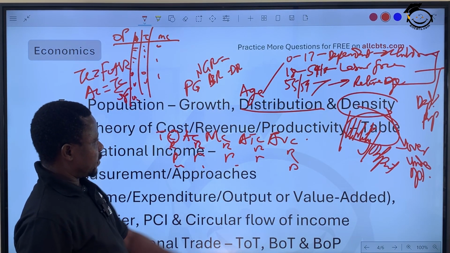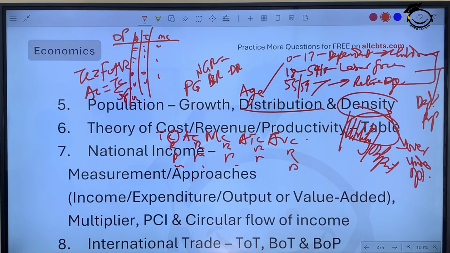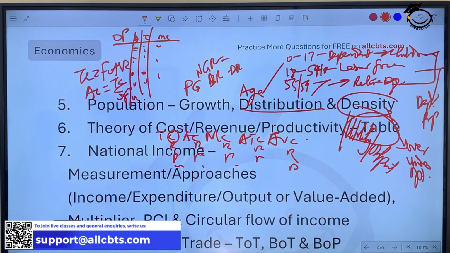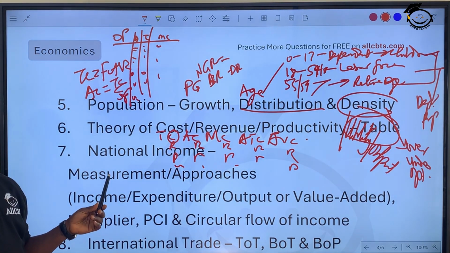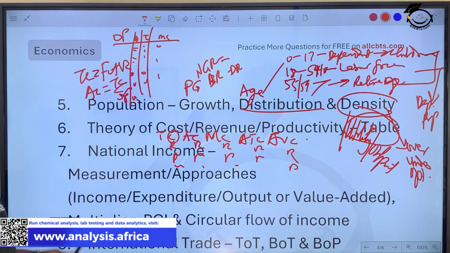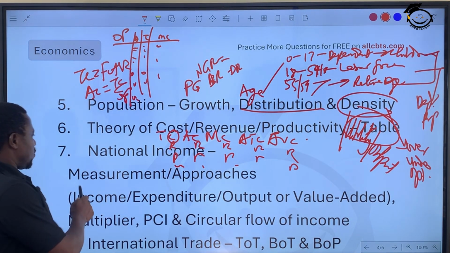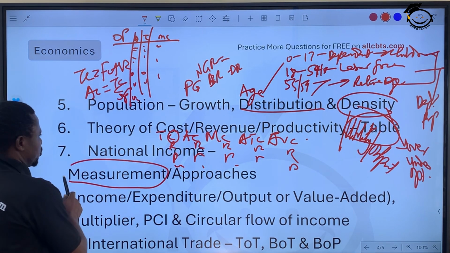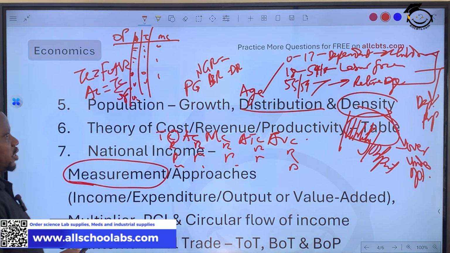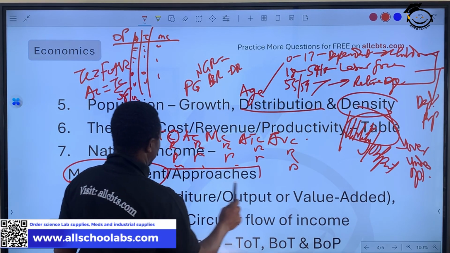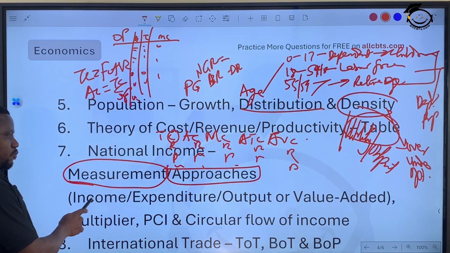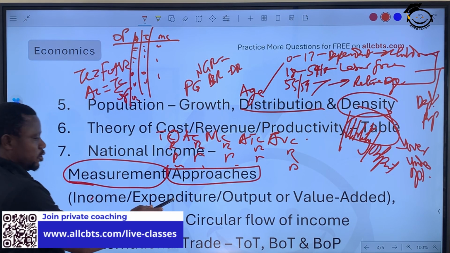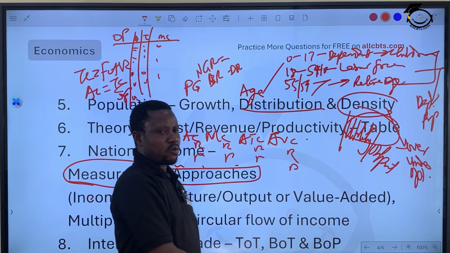So that's about that. Another topic they do very well is national income. It comes often in these statistics. And national income can come in three ways. One, it can come in terms of measurement. It can ask you to measure national income, and for you to measure national income, you use approaches. We have three of them: the income approach, the expenditure approach, and the output or value-added approach.